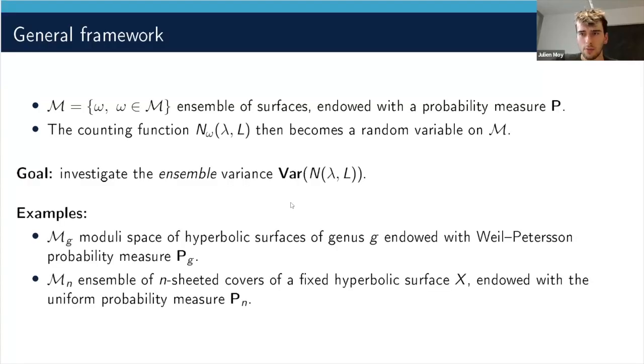Okay, so what has been done recently? There has been some work on the moduli space of hyperbolic surfaces of genus g with the Weil-Petersson probability measure. I won't discuss it a lot. And there has been some work recently too on the ensemble of n-covers of some fixed surface endowed with the uniform probability measure. So I will explain the second model of surfaces. This is the one I worked on.